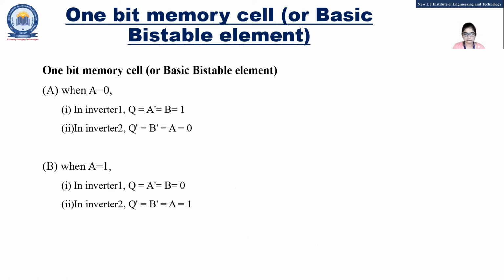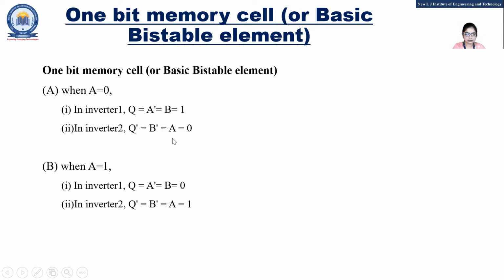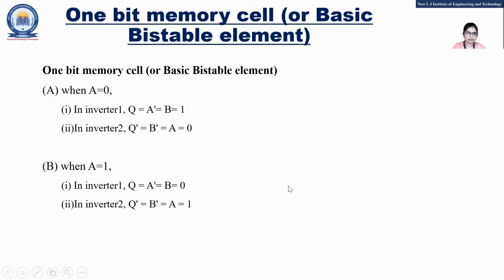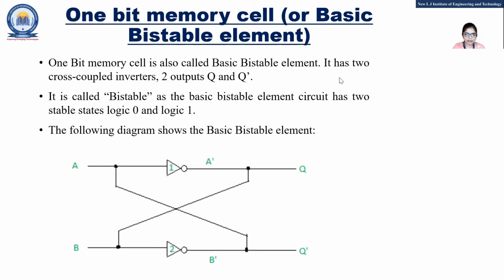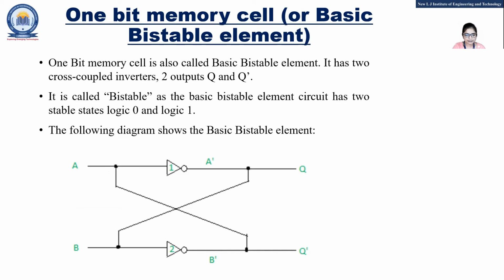These are the different cases I have taken here. Whenever A is equal to 0, in the first inverter, inverter 1 gives 1. If I give A equal to 0, Q will be 1. And at the same time, for inverter 2, Q dash is equal to, now this Q I am applying here, so that is equal to B dash.